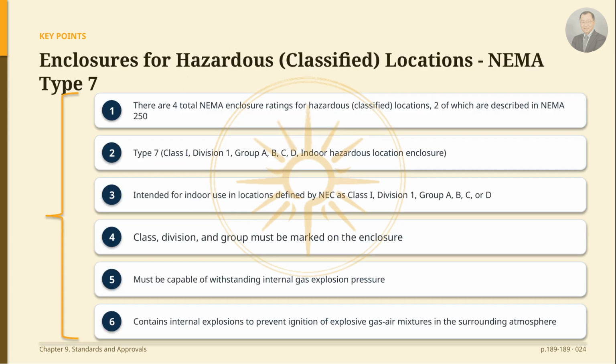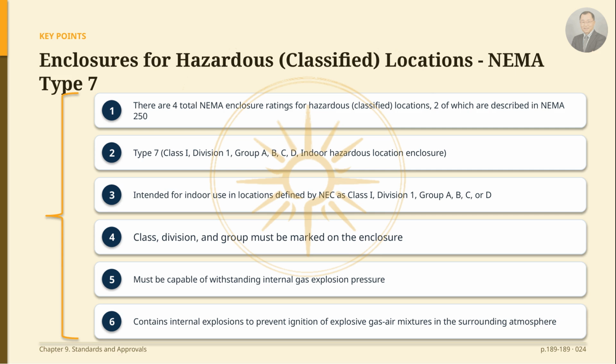I'd like to introduce NEMA enclosures used in hazardous, classified locations. There are 4 NEMA enclosure ratings for hazardous locations, 2 of which are described in NEMA 250. The first is Type 7, which is an enclosure for indoor hazardous locations corresponding to Class 1, Division 1, Groups A, B, C, or D. It is intended for indoor use in Class 1, Division 1, Groups A through D as defined in the NEC, and the class, division, and group must be marked on the enclosure.